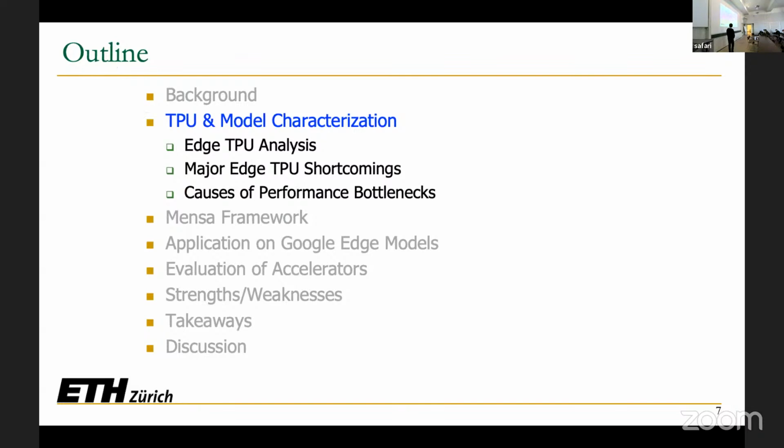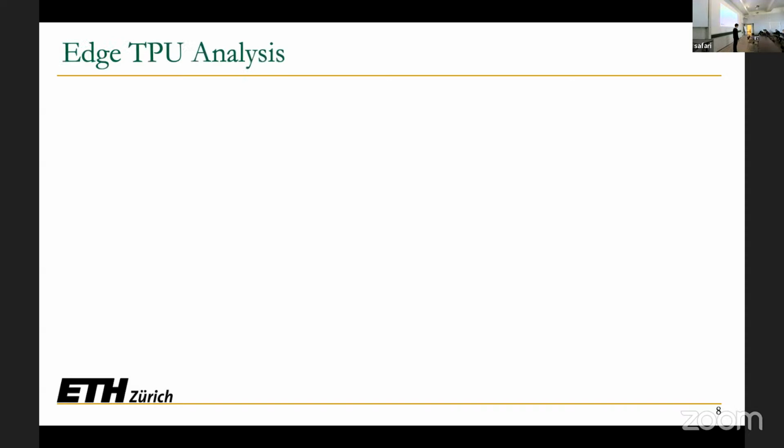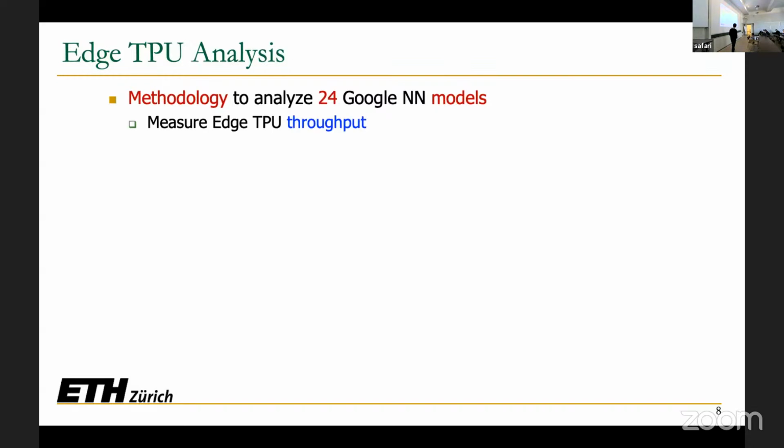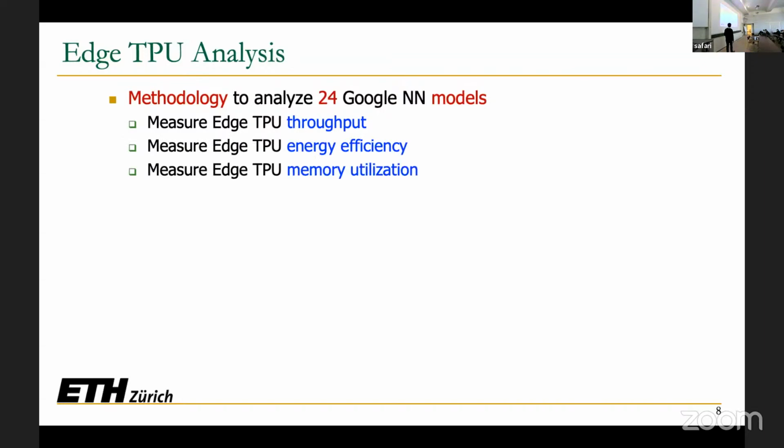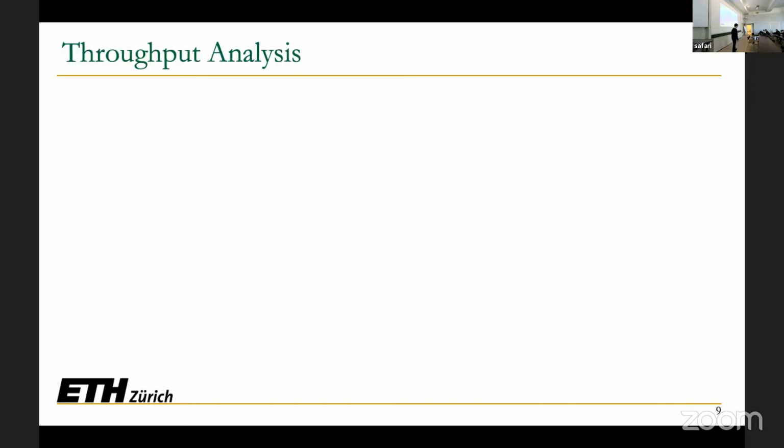So now I'll talk about the TPU and model characterization. I'll provide analysis and then some shortcomings and some causes for these limitations. The analysis was conducted on 24 Google neural network models. These are Google edge neural network models, so they're not publicly available. And the researchers measured the throughput, the energy efficiency, and memory utilization.